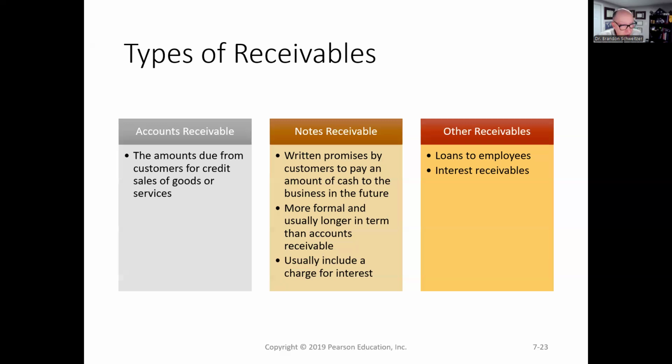So now I'm getting ready to write off the debt because I think they're not going to be able to pay me back. So I'm going to debit bad debt expense and credit allowance for doubtful accounts, because I figured they're not going to pay.